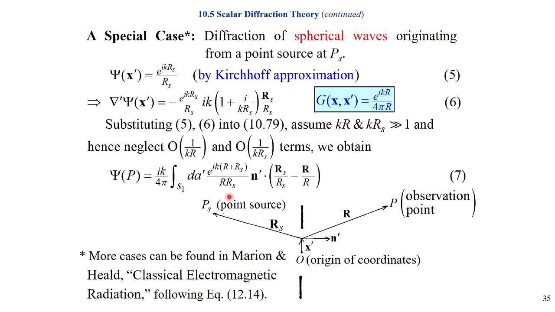It's not finished yet. We still have to calculate. More cases can be found in Marion and Heald, Classical Electromagnetic Radiation, following equation 12.14. Okay, so if you are interested, you can have a look at this textbook.